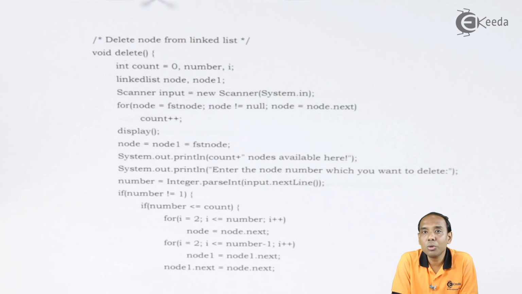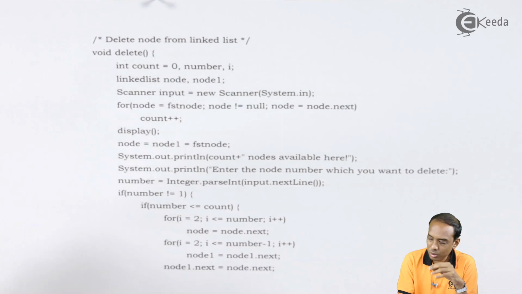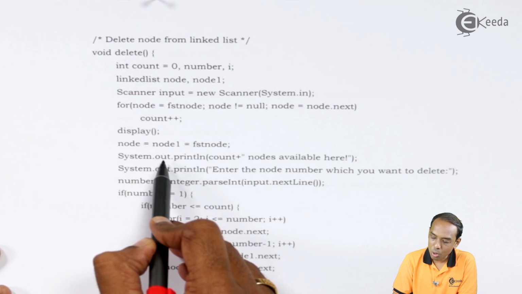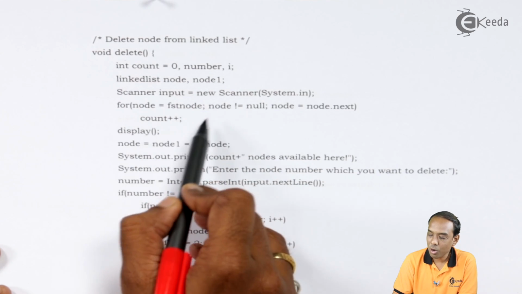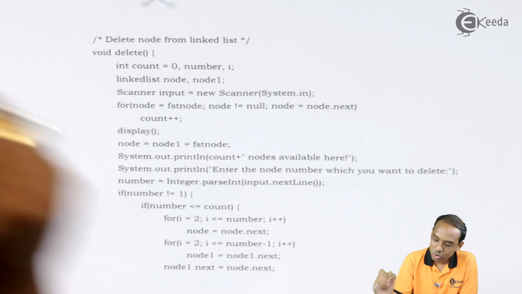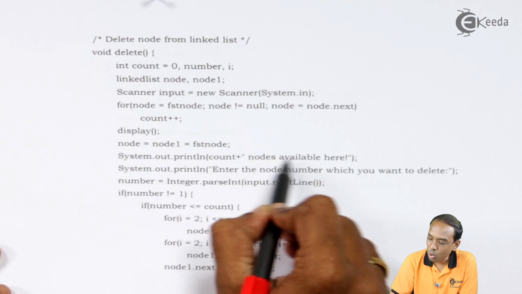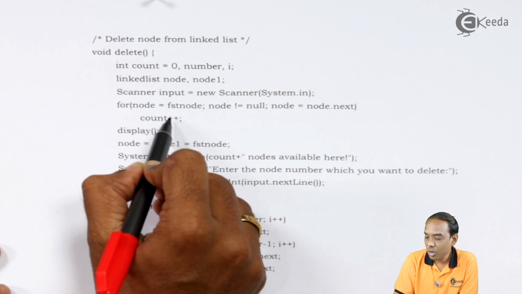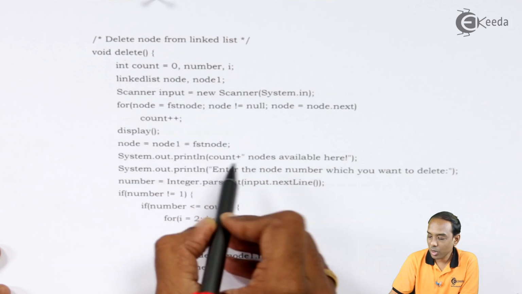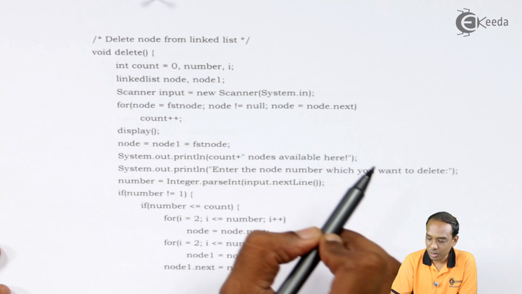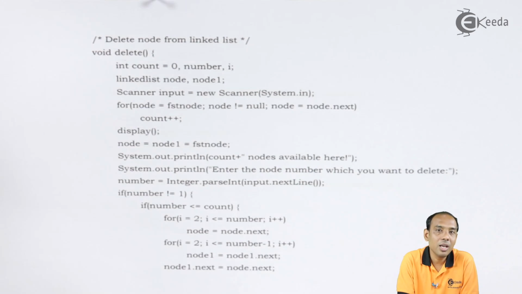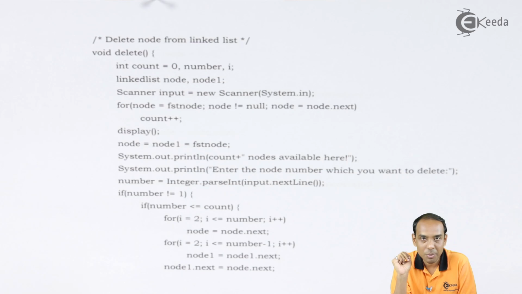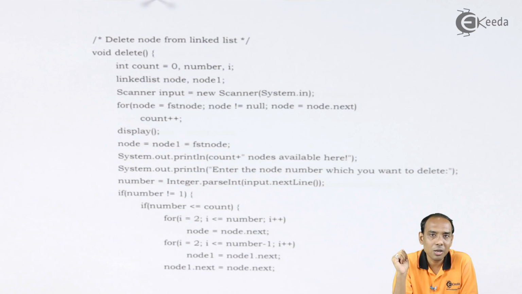Then first I need to display to the user what numbers are available. So using these concepts, I can give the user much better output. So I write System.out.println count nodes available here. Count has the number of nodes available. This is taken from the node count variable. So the user has the answer that this many nodes are available, 2, 3, 4, 5, 6, whatever the user has entered previously, that many node values are available here.